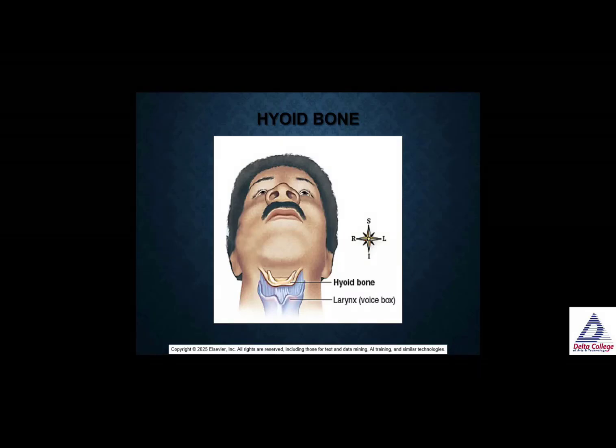This is an image of the hyoid bone. It's not directly connected to any other bones. It is in the neck above the larynx or the voice box.